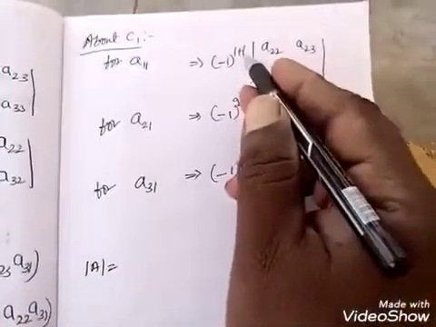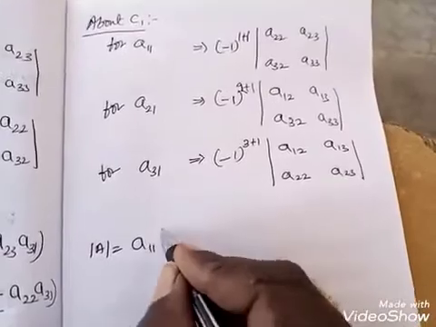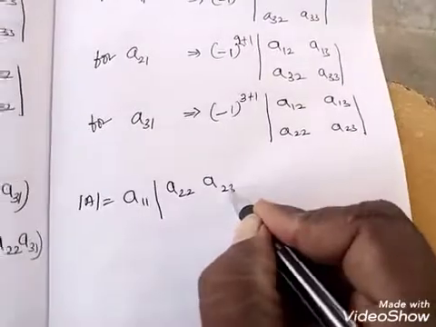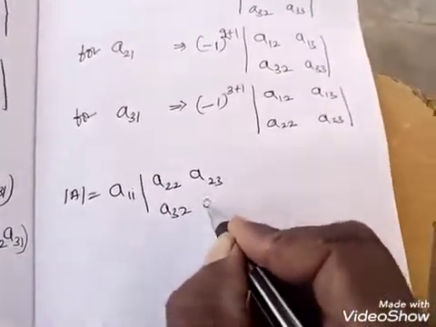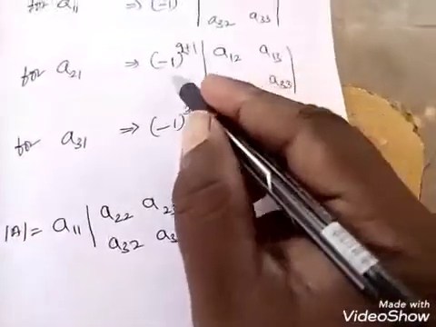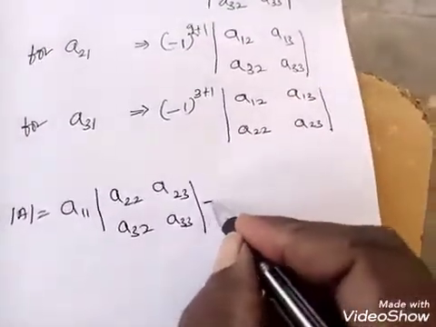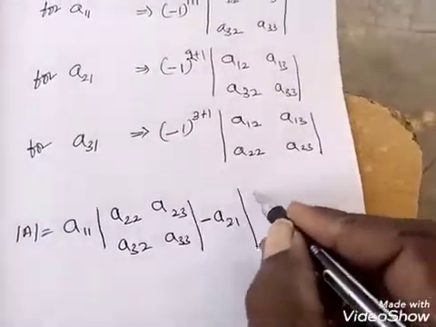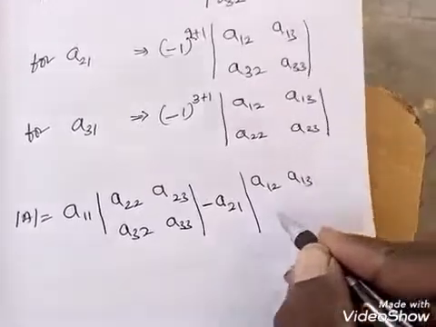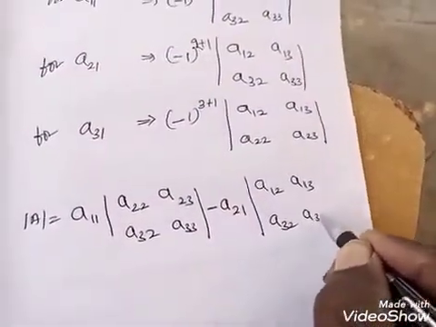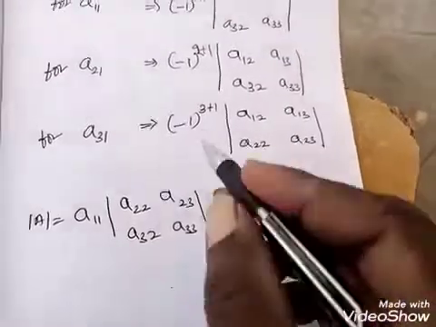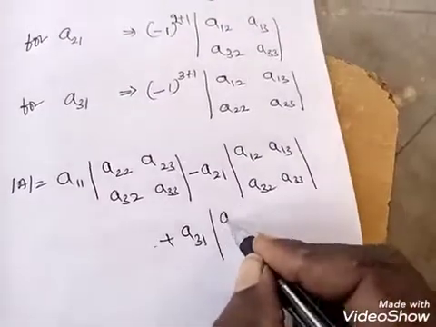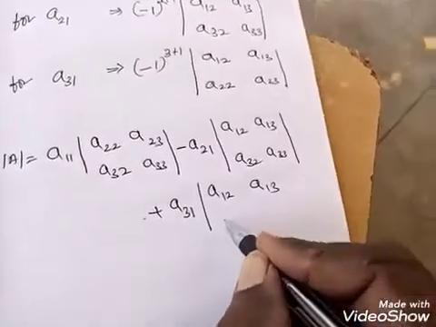Again, determinant A is equal to, if I write, minus 1 power 1 plus 1, that is A11 into determinant of A22, A23, A32, A33. Again minus power odd, therefore it becomes negative, minus A21 into determinant of A12, A13, A32, A33. Further minus 1 power even, that is plus, plus A31 into determinant of A12, A13, A22, A23.